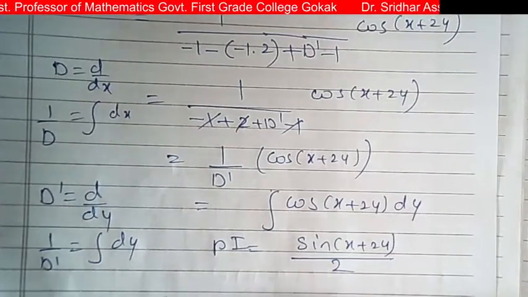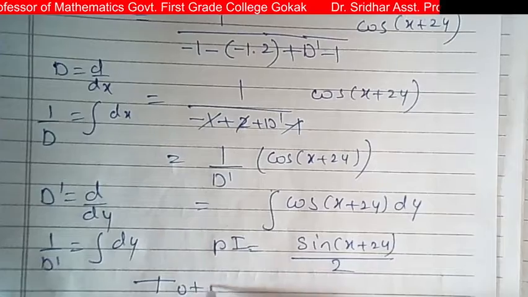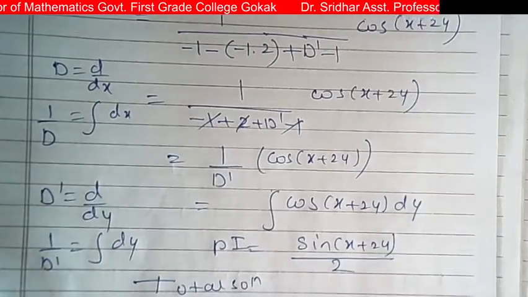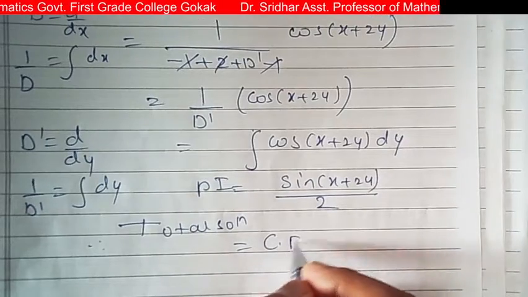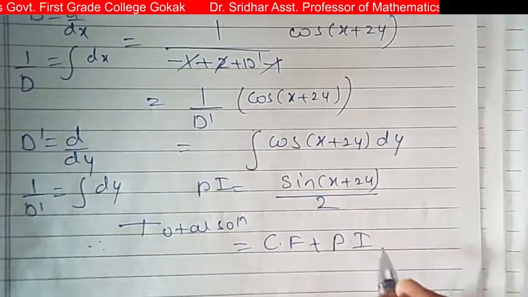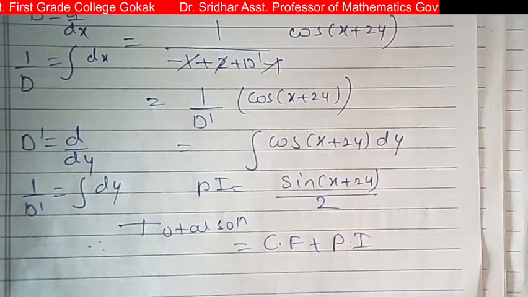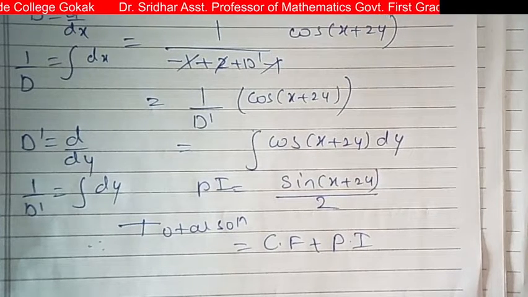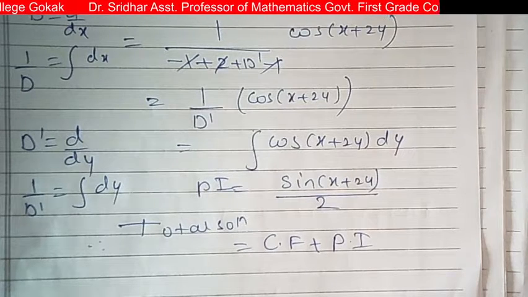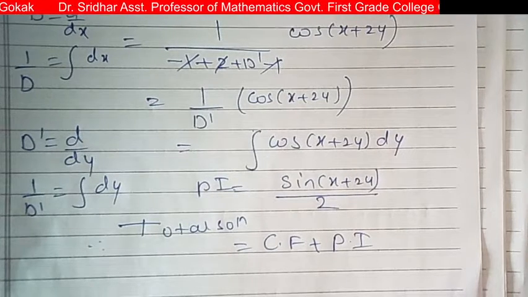So therefore the total solution is equal to the complementary function plus the particular integral. This is how we solve a homogeneous linear differential equation. So be perfect with the formulas, don't forget the formulas.